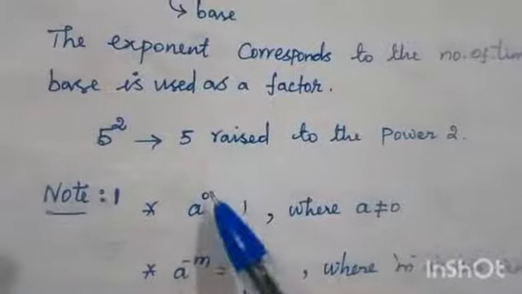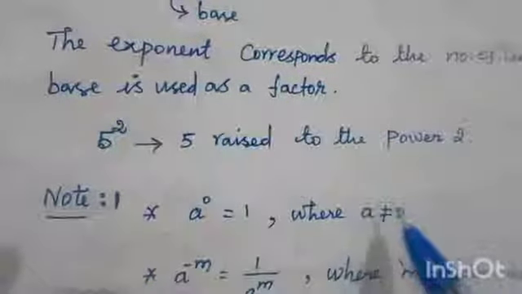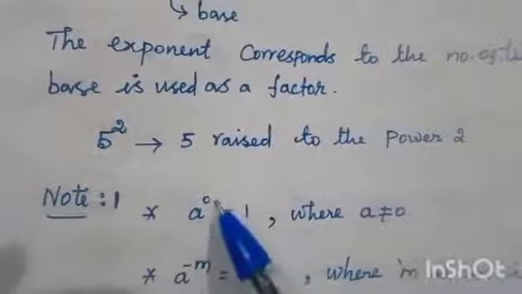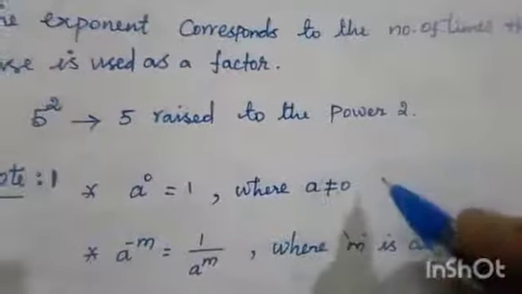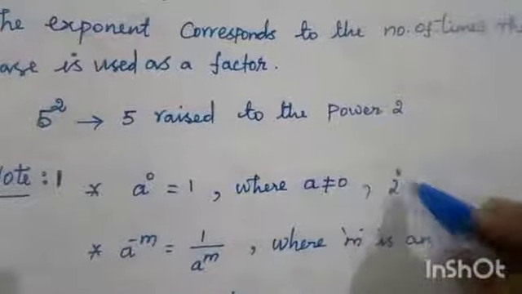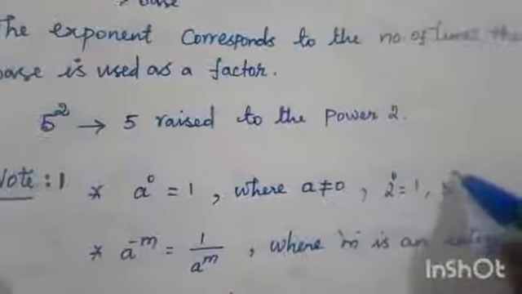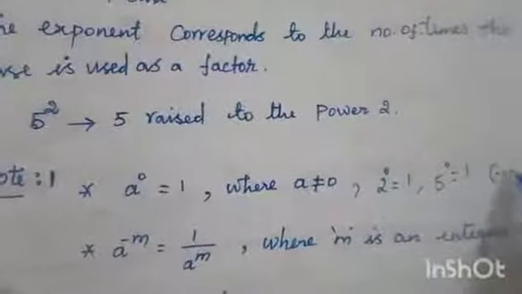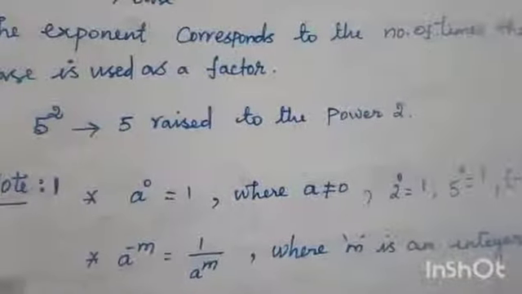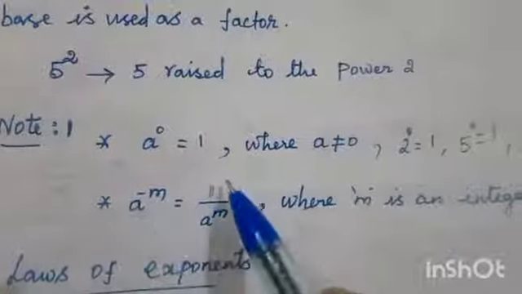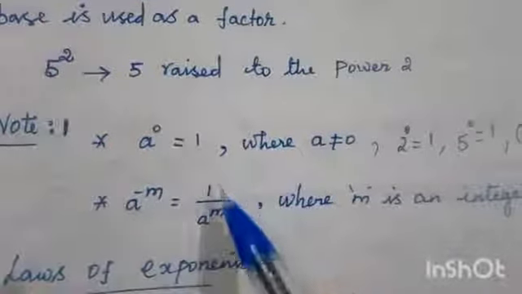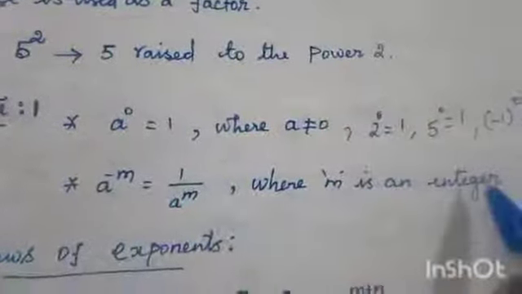Now listen to this note. a power 0 is equal to 1, where a is not equal to 0. So anything power 0 is equal to 1. For example, 2 power 0 is equal to 1, 5 power 0 is equal to 1, minus 1 power 0 is equal to 1. Next, a power minus m is equal to 1 by a power m, where m is an integer. This is a formula.